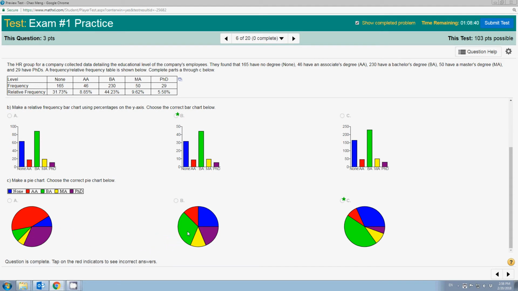So B, 44% is near to half. But if we look at B, it's still less than 44%. If it's half, we should be having half of the green, or nearly half of the green, but this is way less than half of the green, or not equal to 44%. So C is correct. Okay, so that's question number six. Let's go to the next.